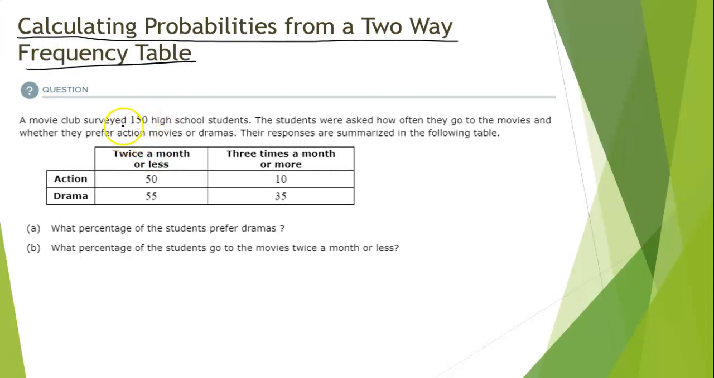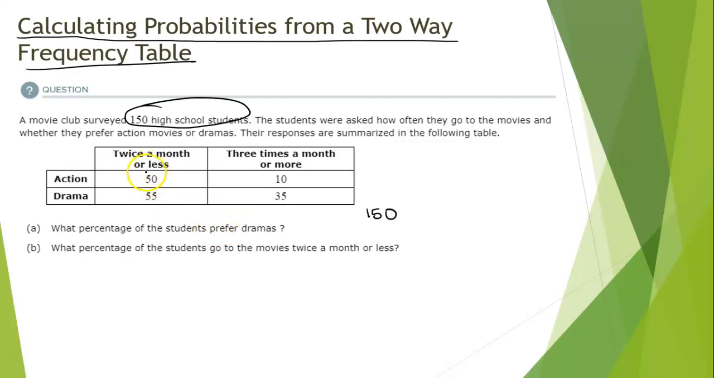What we've got is a movie club that surveyed 150 high school students. So that's going to be important. What that means is my total over here would be 150. The students were asked how often they go to the movies and whether they prefer action movies or dramas. Their responses are summarized in the following table. So it says, what percentage of the students prefer dramas?